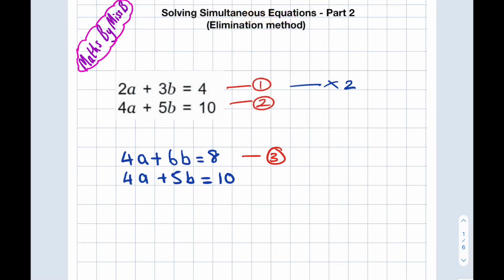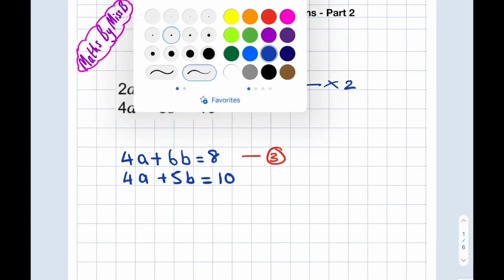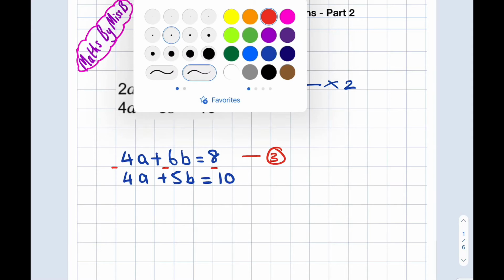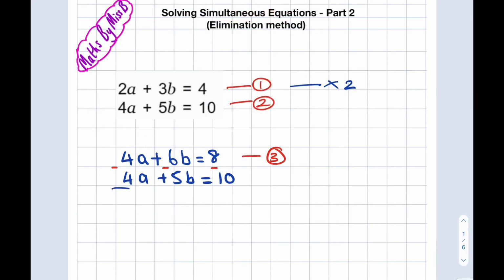Right, so now we've got 4a and we've got 4a here. Now we need to eliminate those, and the only way we can eliminate and turn them into a 0 is by subtracting, because 4a take away 4a will give us 0. But don't forget we've got to subtract all three parts. We're subtracting the second equation away from the first equation. Let's see what that leaves us with.